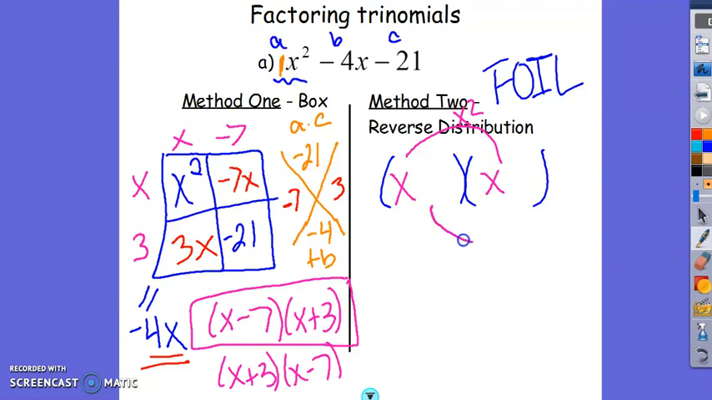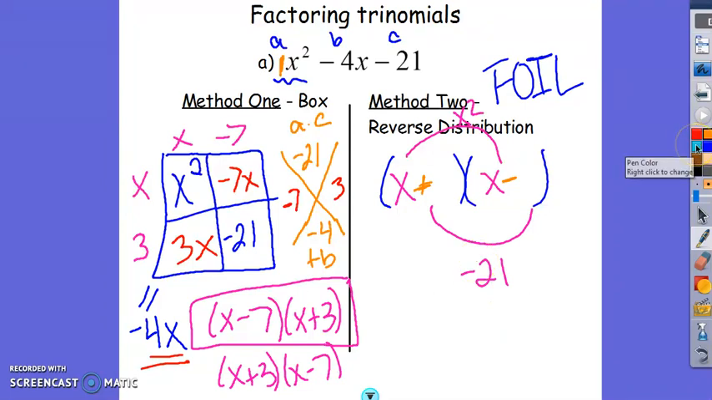Then you know the last two have to equal negative 21. So if it has to equal negative 21 when you multiply, you know one's going to be positive and one's going to be negative, because a positive times a negative is a negative. If it was a positive number here, they either both are negative or both are positive.